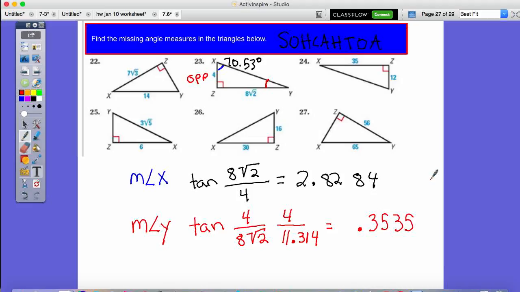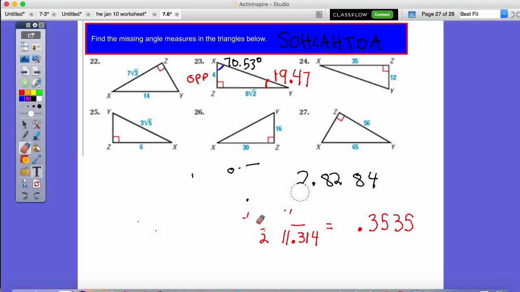So second button on the calculator, tangent inverse, and I get 19.47. Now to check that, I'm going to add 70.53 and 19.47 in my calculator to double check. Those do add up to 90 degrees. So my math there does work. Erasing these and moving on to problem 24.